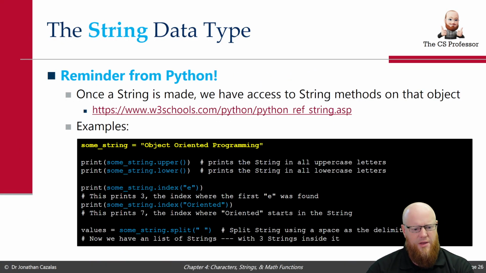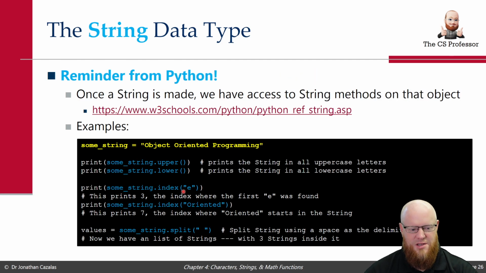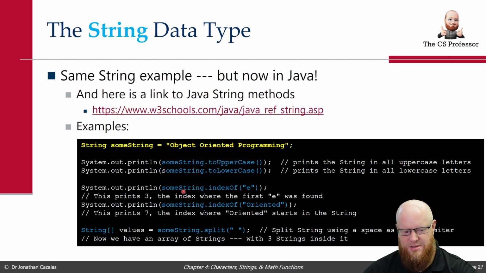So here's a reminder from Python. We make a simple string called SumString. I set it equal to object-oriented programming. And then I perform some Python string methods. I say SumString.upper, it prints the uppercase version of that string. SumString.lower, it prints the lowercase version of that string. SumString.index E, again, this is Python. I'm not here to teach you Python, but I want to show you how this code compares to this code in Java. And it's very similar methods, from upper to uppercase in Java.